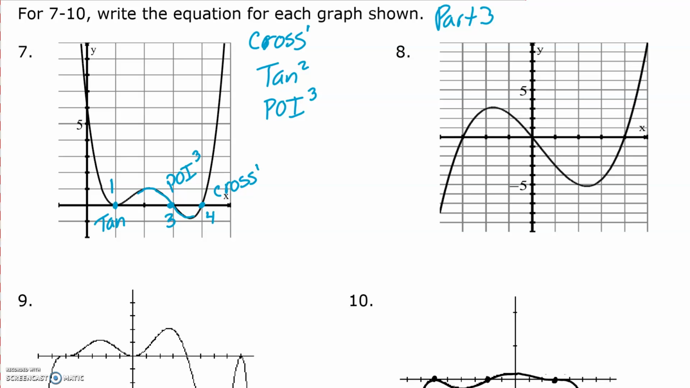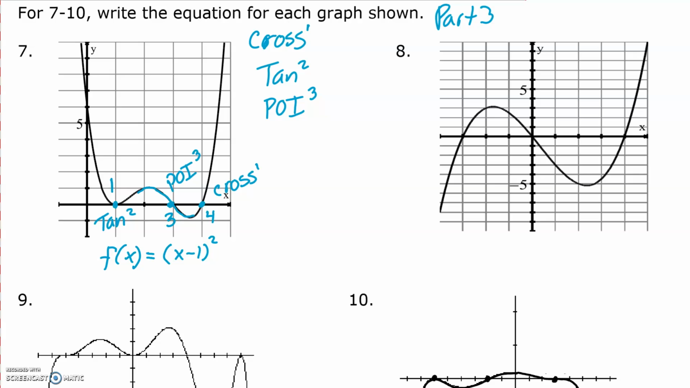So when we're looking at this, our graph is going to end up being f of x, and our first ordered pair is x minus 1, opposite the inside of the parentheses. It is tangent, so that's going to end up being squared. Our next term is x minus 3 cubed, and our last term is going to end up being x minus 4, because of this solution that's 4, to the first power.